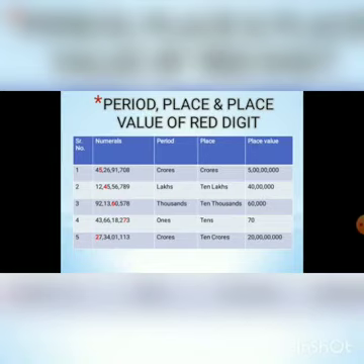Question number 2. 12 crore 45 lakh 56,789. The red digit is 4. See, commas are written in each period, and the periods are ones, thousands, lakh and crore. So the red digit comes in lakh period. In lakh period, two places come, lakh and 10 lakh. And the red digit is in 10 lakh place. And the place value of the red digit is 40 lakh.